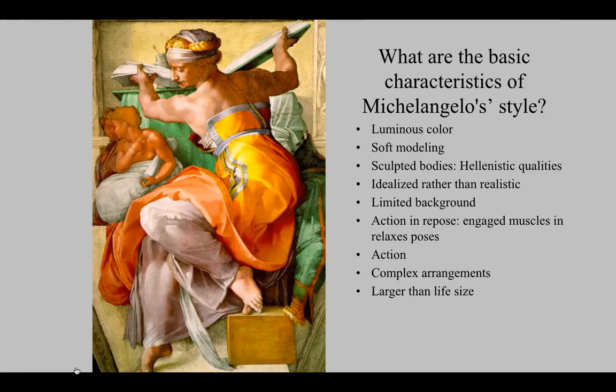Michelangelo was a homosexual, and so he tended to use male models even for female figures. And so his female Sibyls have very muscular, sort of masculine qualities to them. The figures tend to be very idealized rather than realistic. So they're very perfected. He often uses a limited background. He doesn't get all caught up in too much visual information defining the setting. Like his sculptures, his poses are very active and dramatic. He has a lot of complex arrangements.